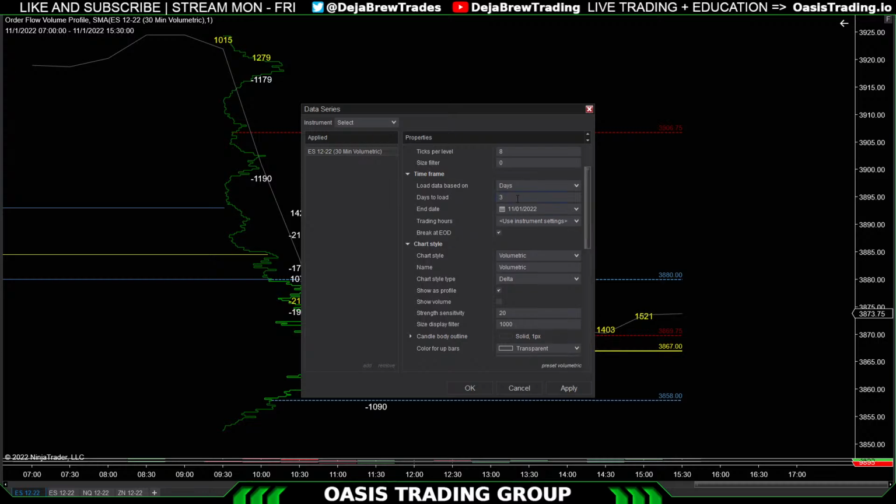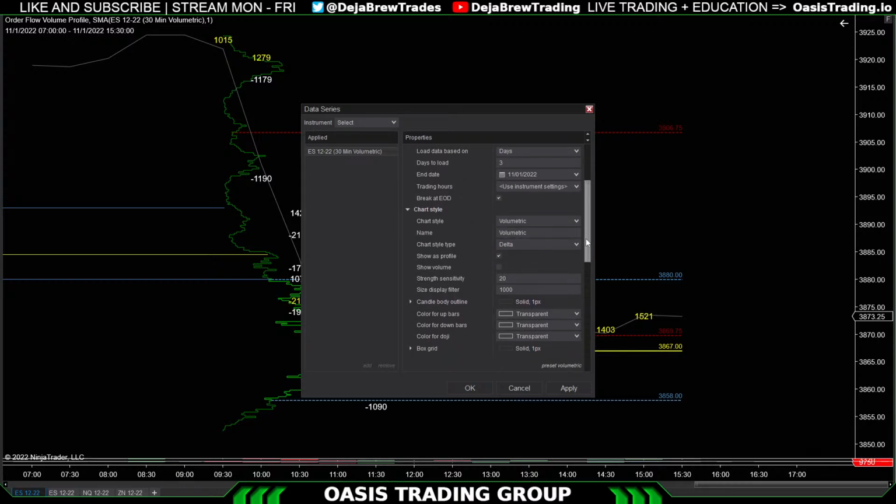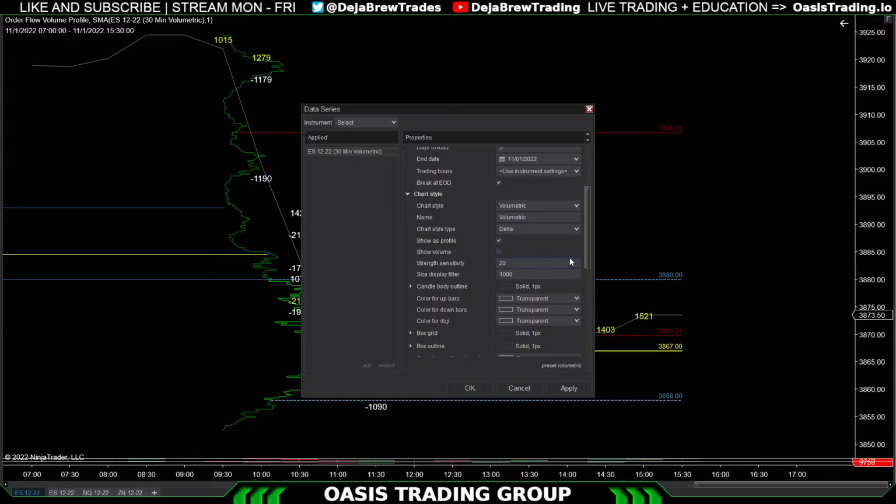We're loading 3 days worth of data. This doesn't really matter. You can load as many days as you would like. We're currently using the cache setting, I believe. It only opens up at 9:30. We are using the Delta chart style, so make sure you have it set to Delta, not bid and ask. We have show as profile turned on, show volume turned off.